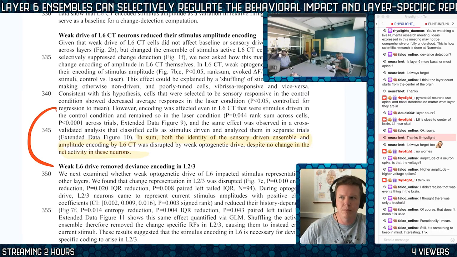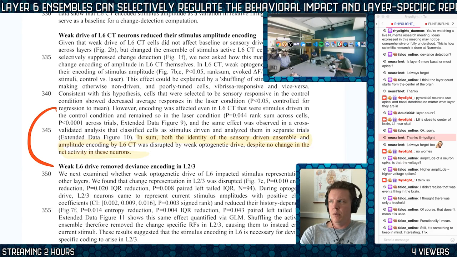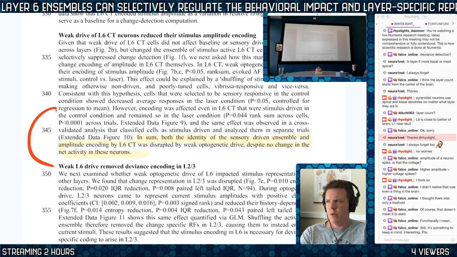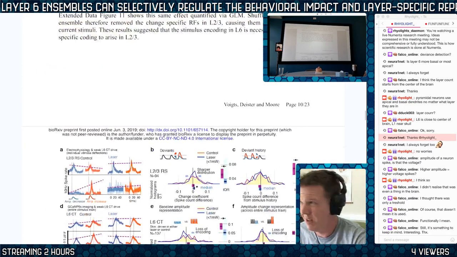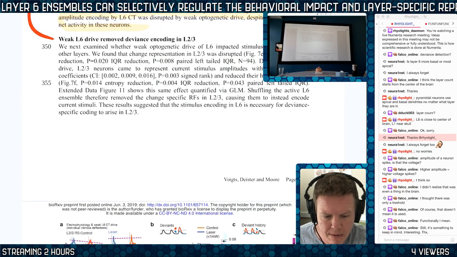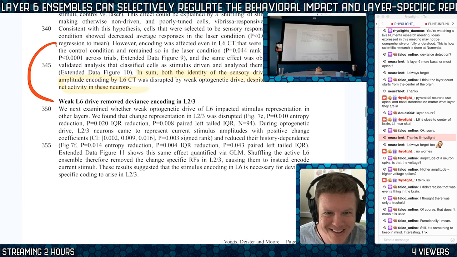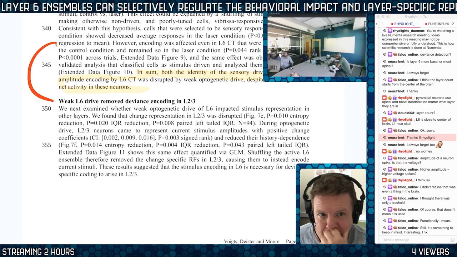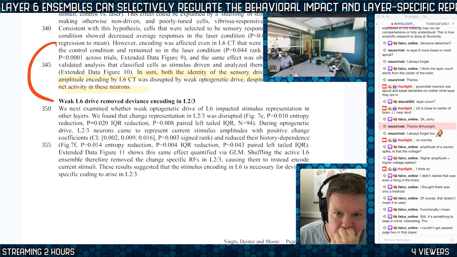Is that something, layer 6 removing the deviant encoding? Or is that just slightly higher up? No. This here? It's covered in the summary later. Yeah. If you want to read it, go ahead. We next examine whether the weak optogenetic driving of layer 6 impacts the stimulus representation of the layers. Yeah, okay, that's in the summary, but we go through it right here.